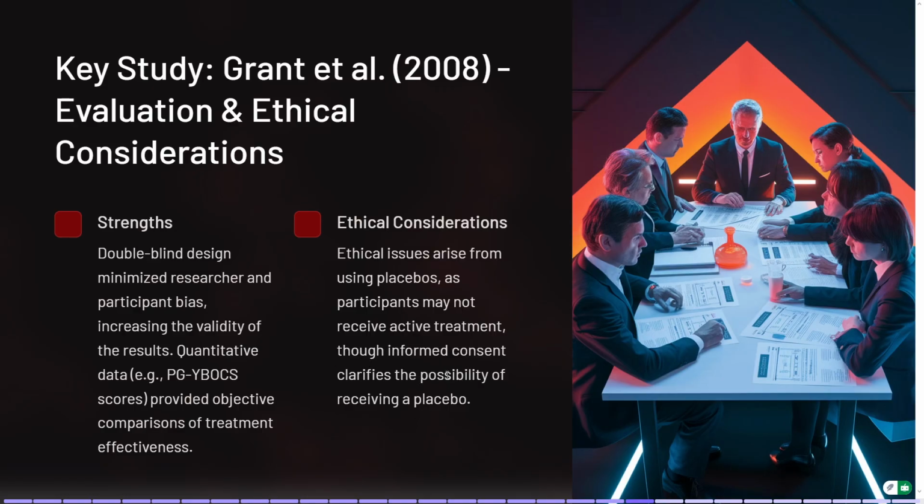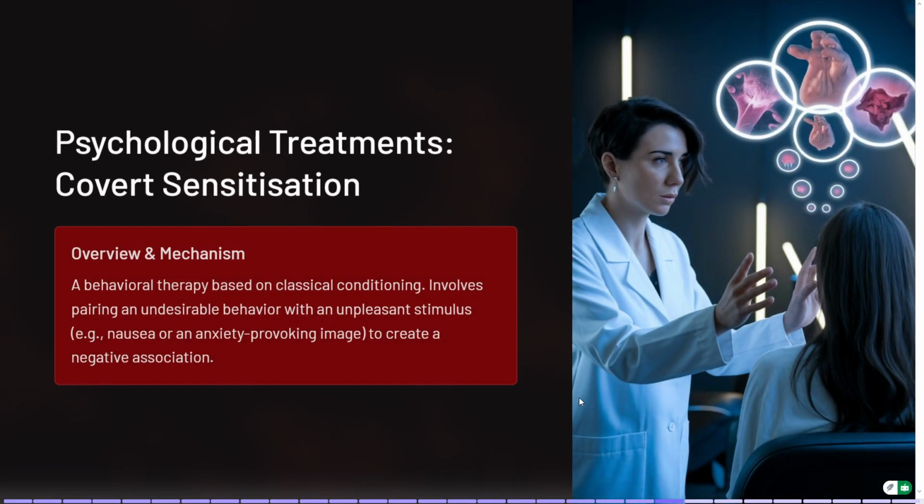Now, though informed consent clarifies the possibility of receiving a placebo, initially they were told there's a possibility that they might receive either the opiate or the placebo. So if they receive the placebo, it's okay by them, right? And then they said yes. The participants agreed.